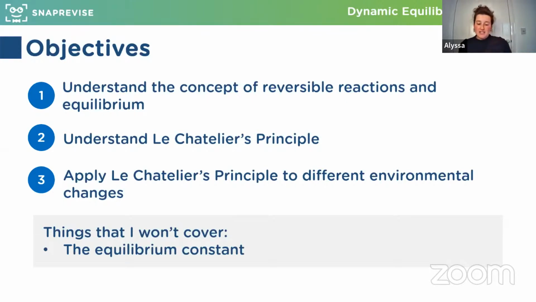So our objectives: we are going to understand, hopefully, the concept of reversible reactions and equilibrium and why they come about. We're going to look at understanding Le Chatelier's principle. Apologies if I pronounced that wrong, but that's how I've learned to pronounce it. Also known as the equilibrium law. And we're going to apply Le Chatelier's principle to different environmental changes. We're not going to look at equilibrium constants though.